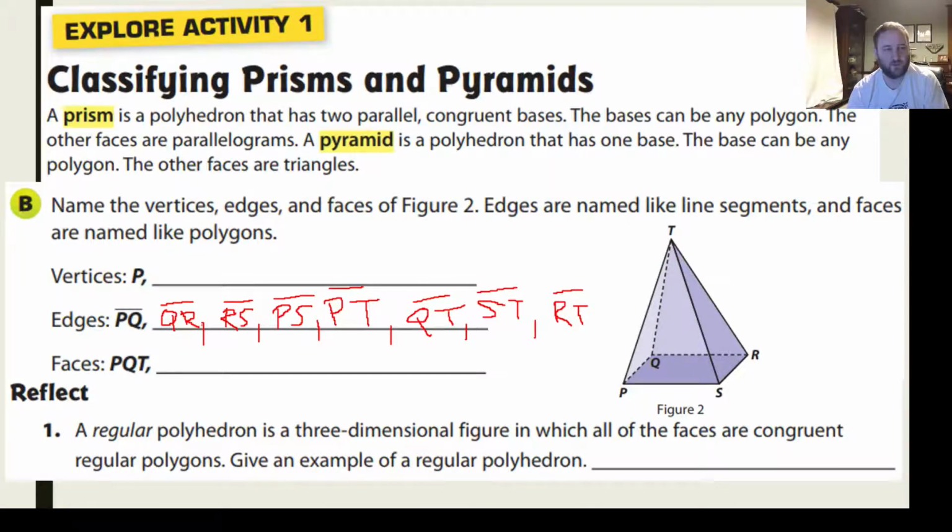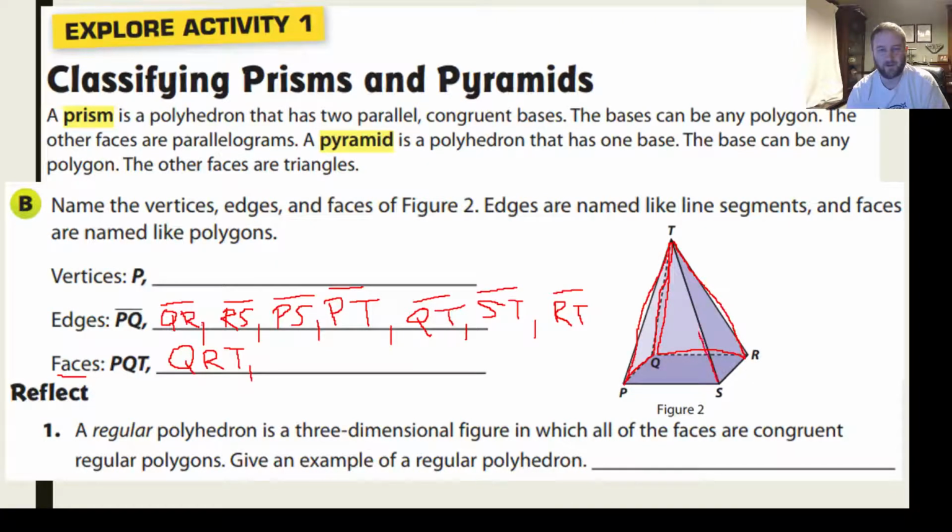And then last, we want the faces. The faces, we list all of the vertices that are associated with the face. The faces are the flat surfaces. So the first one they have is PQT. So PQT is this triangular face there. Okay, what would we call this triangular face in the back? Well, we're just going to list the 3 letters associated with that triangular face. That's QRT. So QRT is the second face.